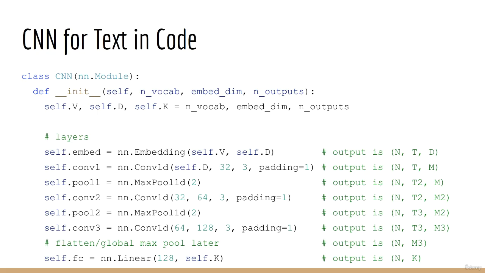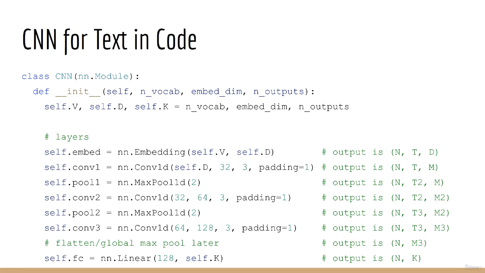Then we follow the same typical CNN architecture, where we have convolution followed by pooling and so forth. So the same pattern applies here that we had for images. Generally speaking, the data shrinks in the time dimension, but grows in the feature dimension. So that's why you see the number of feature maps getting larger and larger. Once we're done that, then we can do a flatten, or we can do a global max pooling, which will give us a single vector of size M3.